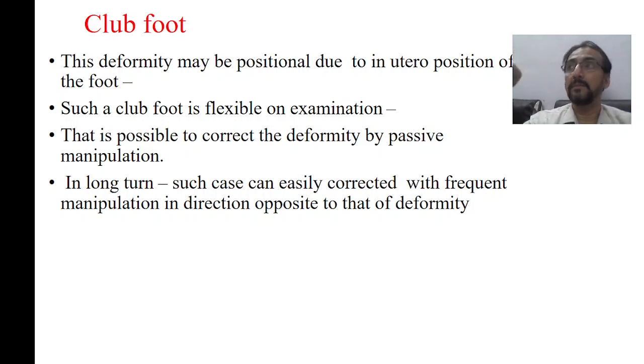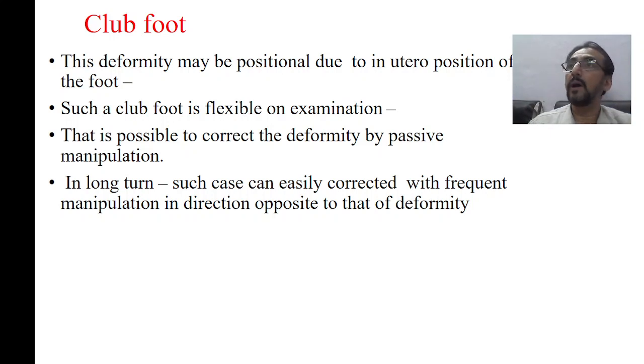So in the long term, such cases can be very easily corrected with frequent manipulation in the direction opposite to that of the deformity. How you have to correct that, we will see in the next class. Correction means that if the deformity is inversion, you have to evert it; if the deformity is medial rotation, you have to laterally rotate it. In this way, you manipulate in the opposite direction. That is the correction in case of a club foot.